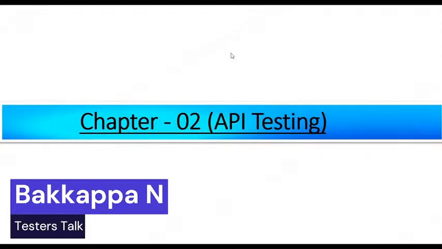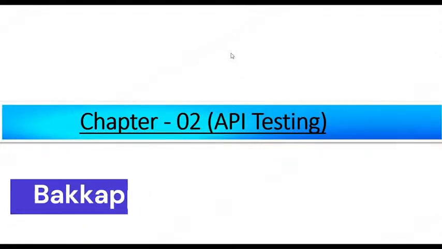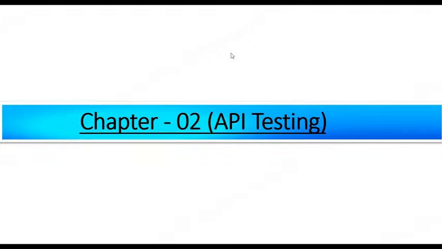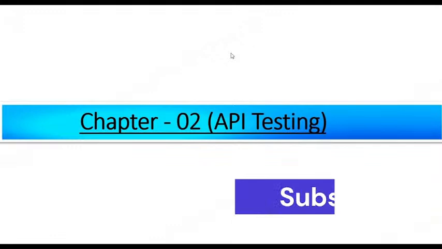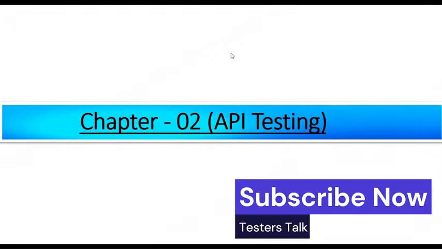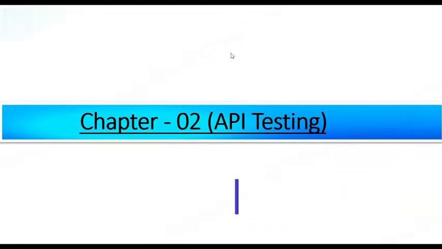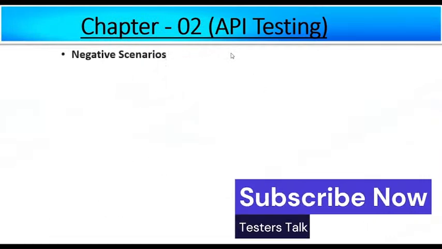Hi friends, this is Bakappa. So far you have seen how to perform CRUD operation in API testing. That is nothing but how to create a get API request, put API request, post API request, and delete API request. In this chapter 2 API testing tutorial, I will discuss firstly negative scenarios.